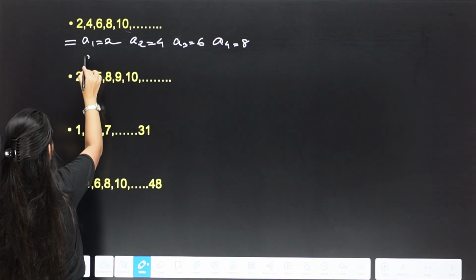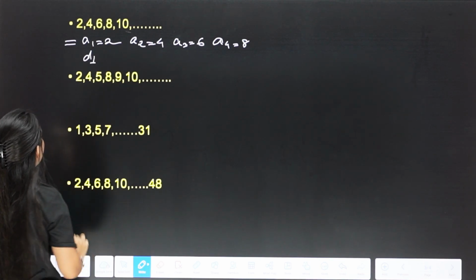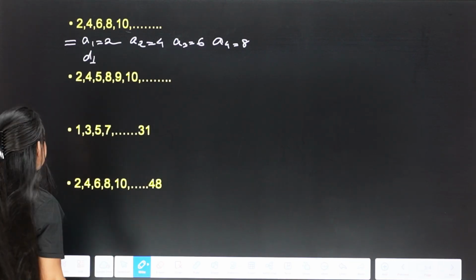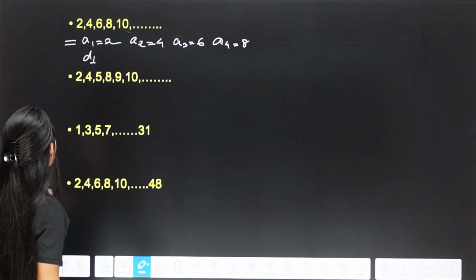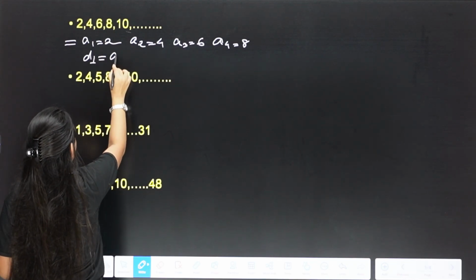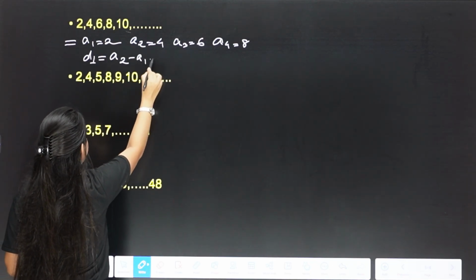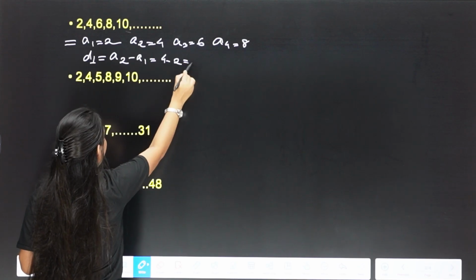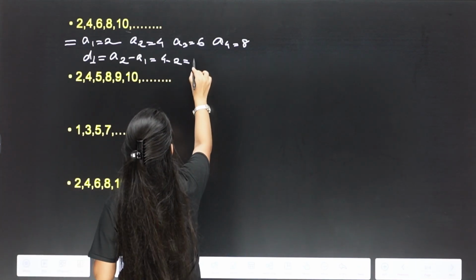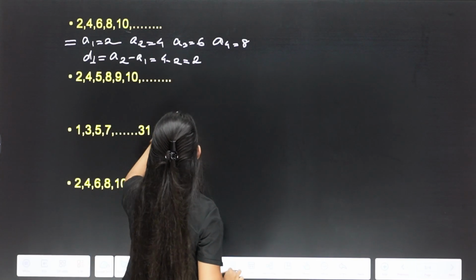Let us assume the first common difference is D1. Then D1 will be A2 minus A1, that is 4 minus 2, which is equal to 2. So our first common difference is 2.